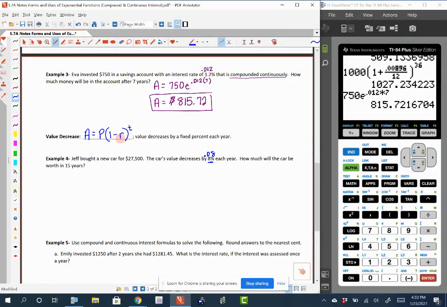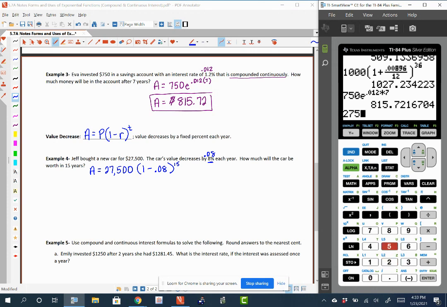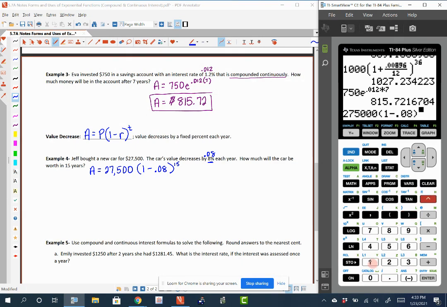So I'm going to think about using my decreasing formula up here. We know right now the initial amount of this car is $27,500, but it's going to decrease. So the value of my car is going to decrease by 0.08 every single year, and we're looking for 15 years, if we own this car for 15 years. So into my calculator, I'm going to start with that 27,500. And I'll go ahead and use a parenthesis, 1 minus 0.08 for an exponent of 15 years.